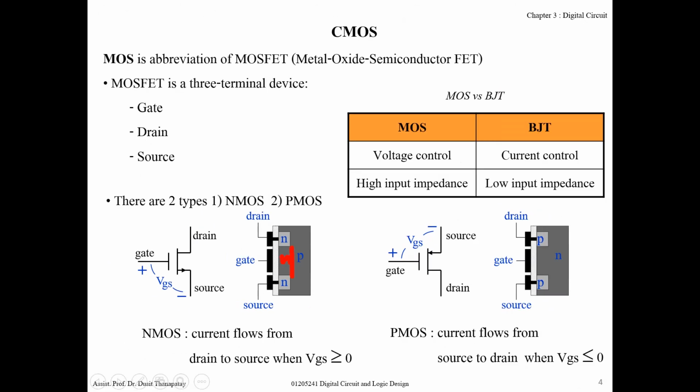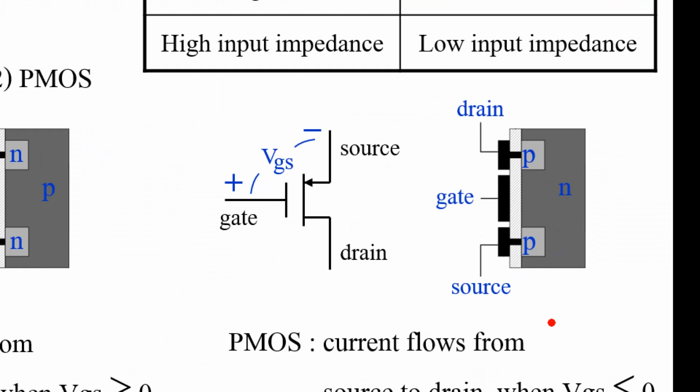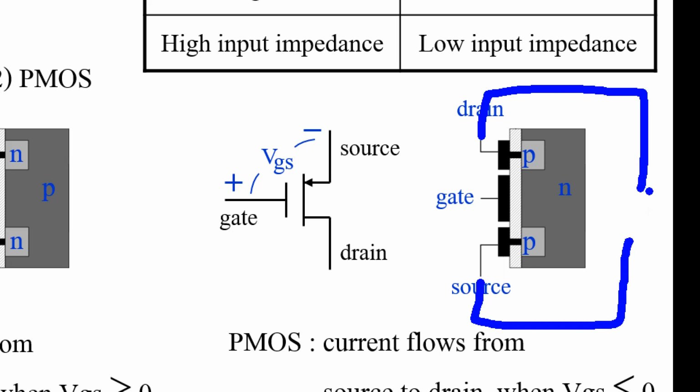And how about this one? For this one, it's P material here, P here, and N here, right? This also, okay. For the normal situation, even if you apply the external voltage here, like this, the current cannot flow through this junction because one of these will be reverse biased.